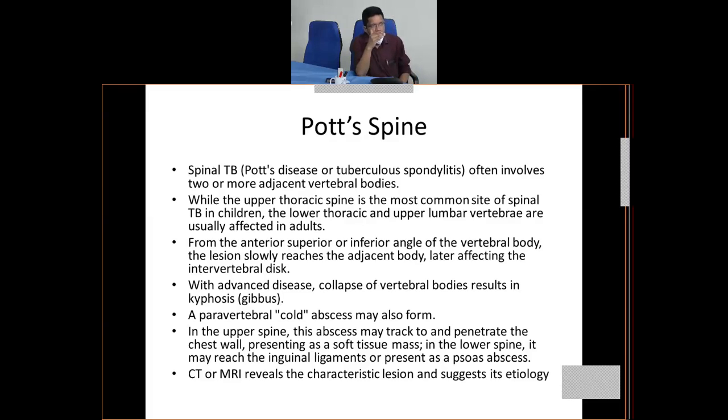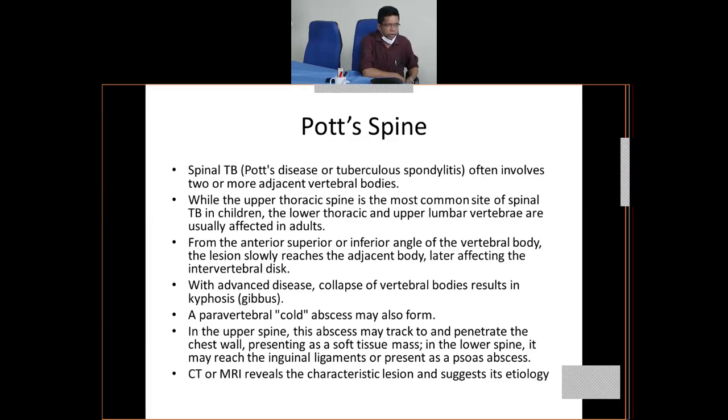Upper thoracic in case of children and lower thoracic in case of adult. So overall, the thoracic vertebra is the most common spinal site involved in case of tuberculosis. With advanced disease, there may be collapse of the vertebra resulting in kyphosis. It is also known as gibbus. That's why it is very important to palpate the spine to find out any gibbus.